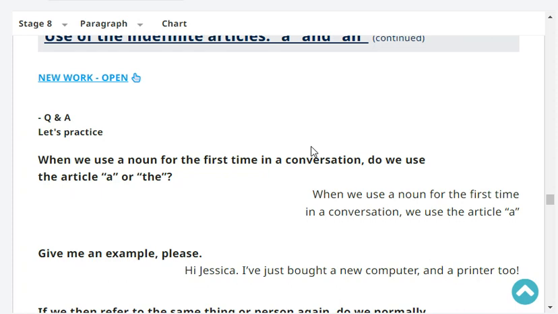Give me an example, please. Hi, Jessica. I've just bought a new computer and a printer too. Very good.